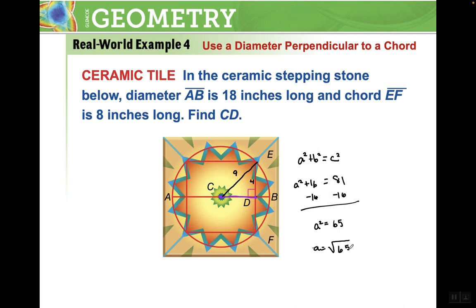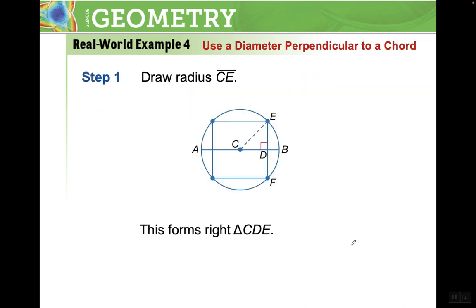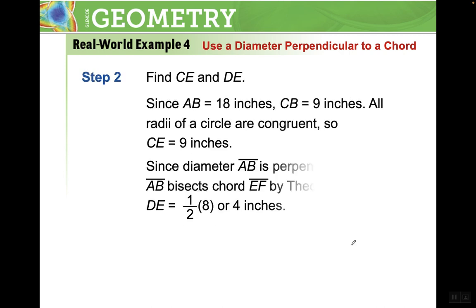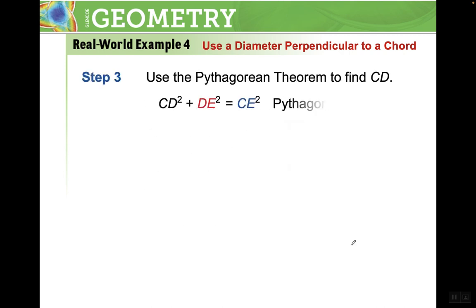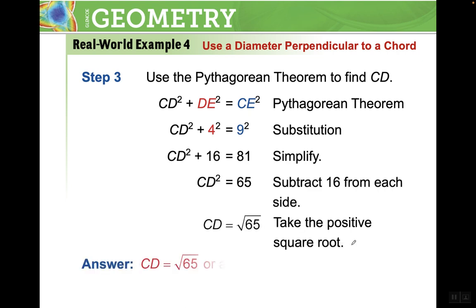You can definitely put that in your calculator and get an approximation. It should be 8 point something, probably. It'll tell me. Yep, 8.06, or the square root of 65.